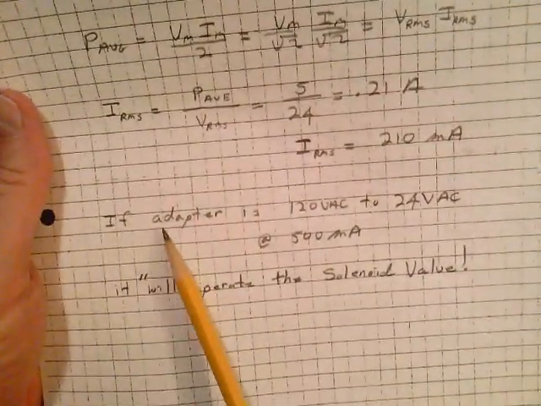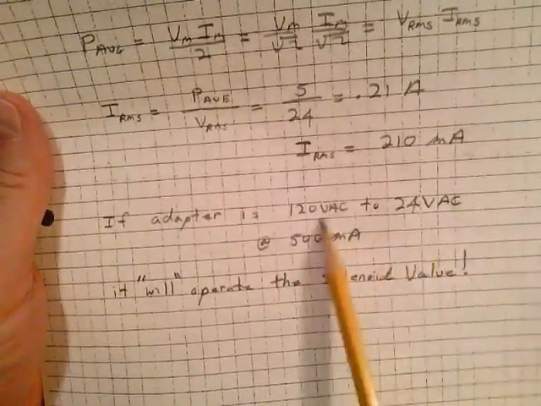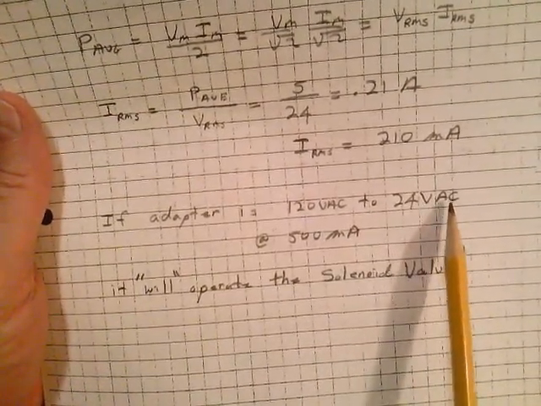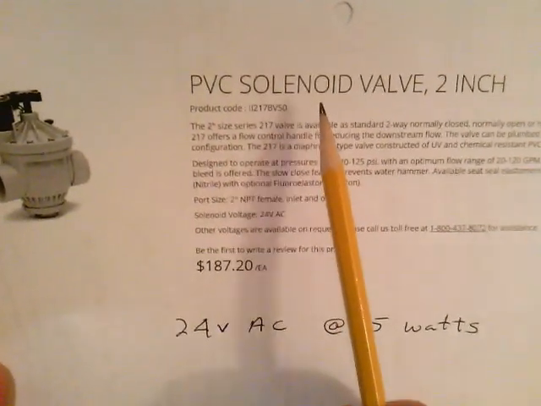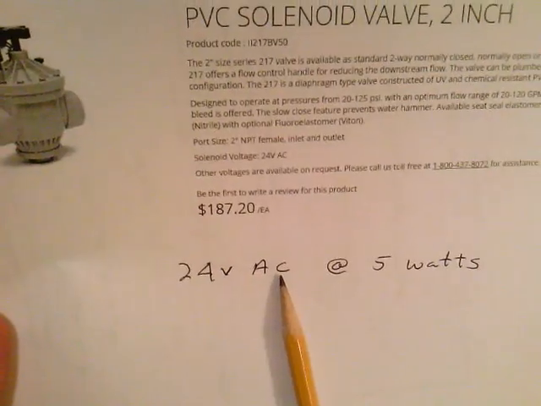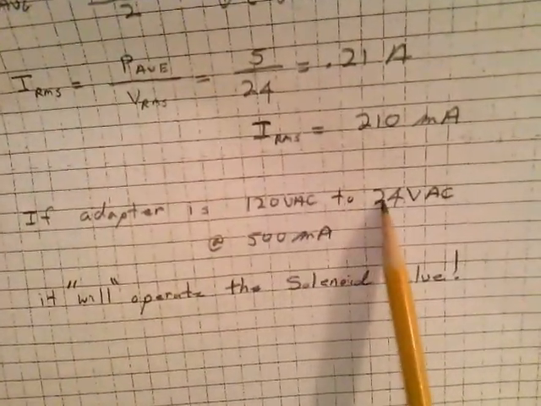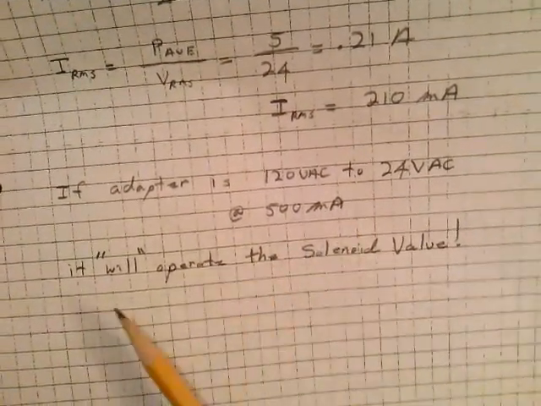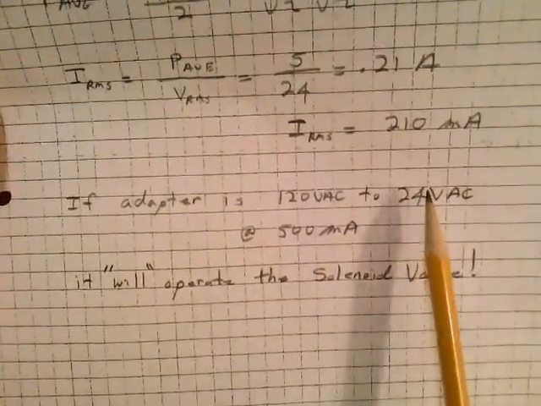So the adapter that I ended up buying is 120 volt AC to 24 volt AC. You had to be careful. They have 120 volts AC to 12 volt DC and 24 volt DC, but this was AC. This solenoid valve, in the specifications, I bought it as 24 volt AC. So I went and bought an adapter, 120 volt to 24 volt AC at 500 milliamps. And it will have no trouble operating that solenoid valve. The voltages are what have to be the same.